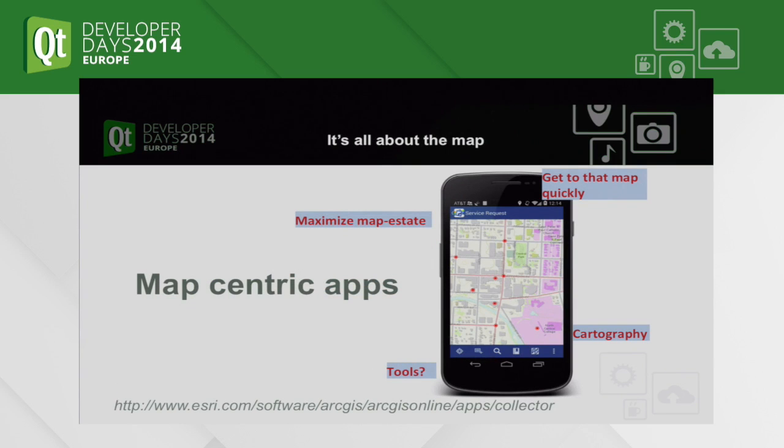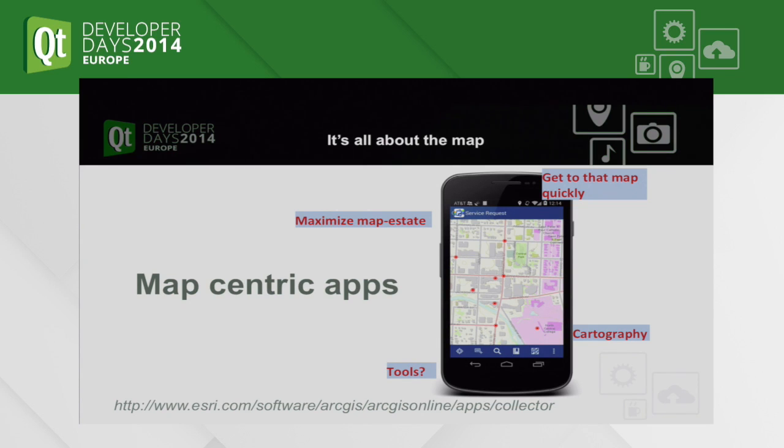So the first example that we can go through, this is a real application which we built using Esri technology as well as Esri services. It's called Collector. So this is an app where you will send a user into the field where they can collect data in the field. So basically it's really highly map-centric.